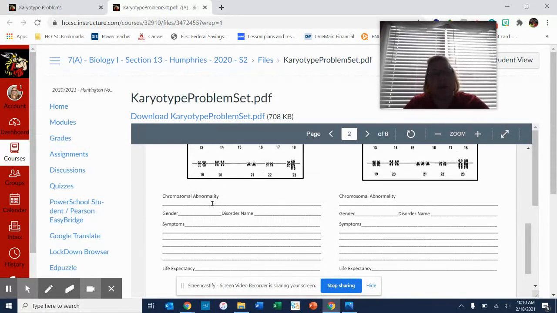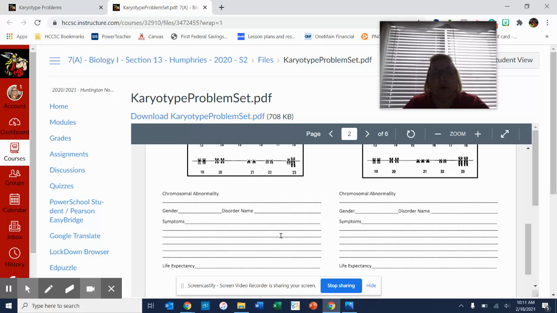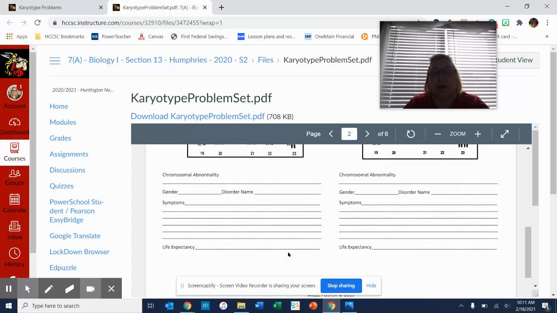Write down the problem that you see. The gender: is it XX or XY? XY is a male, XX is a female. And then look it up. Look up a problem with that chromosome. Just go to the internet and search missing chromosome number 10 or whatever the problem is. You should be able to see what the disorder is called and what the symptoms are, and also what the life expectancy is of someone who has that disorder.